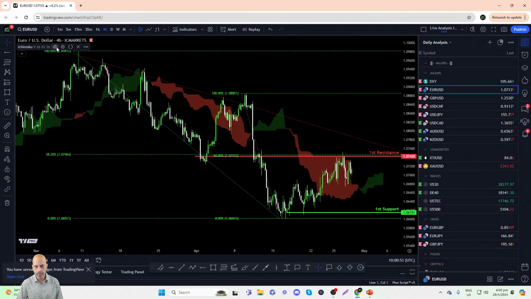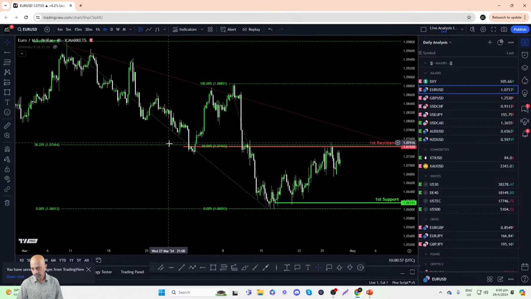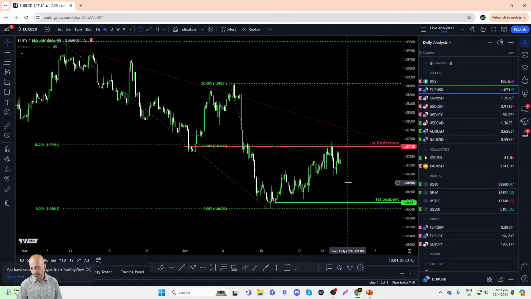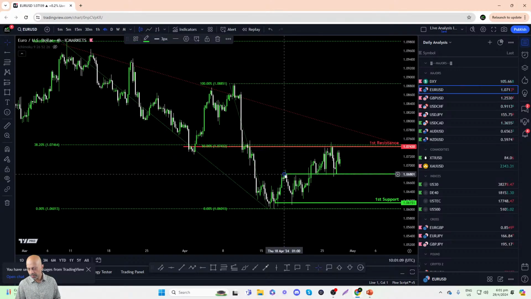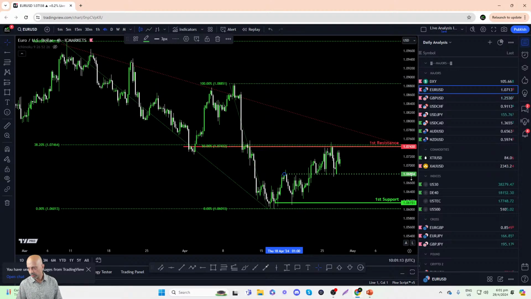Let's remove the cloud for now. Right, so as you can see here, quite clearly, first resistance is around the region that's bounded by the 38.2% and 50% Fibonacci retracement, as well as this overlap resistance here. I also see a pretty decent intermediate support level for the euro at 1.0680.